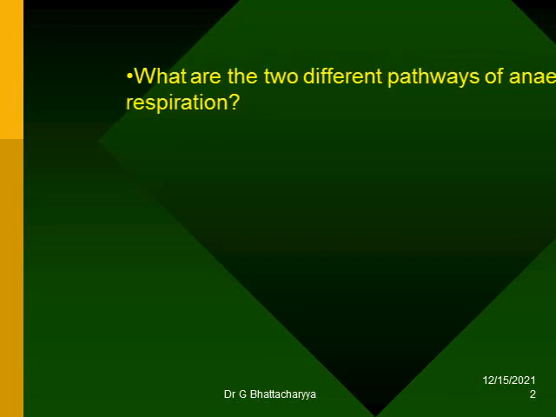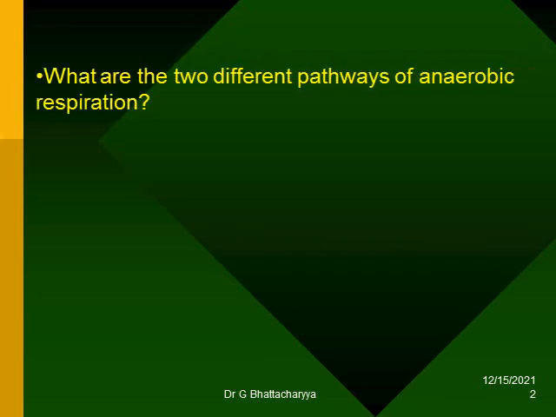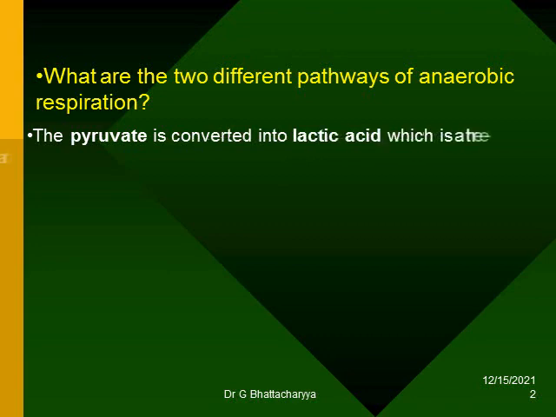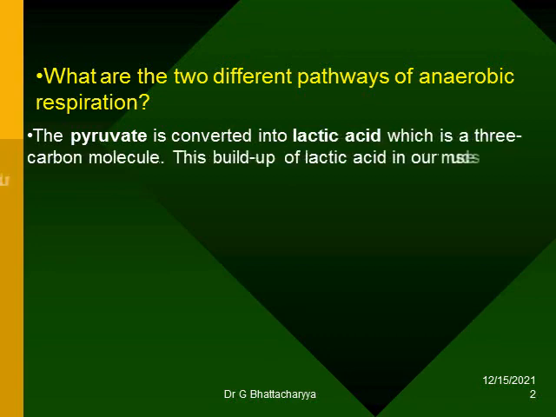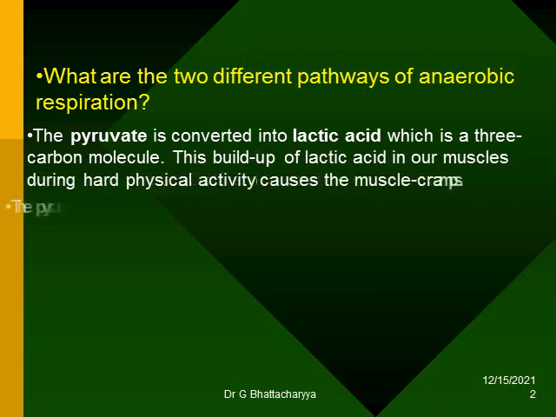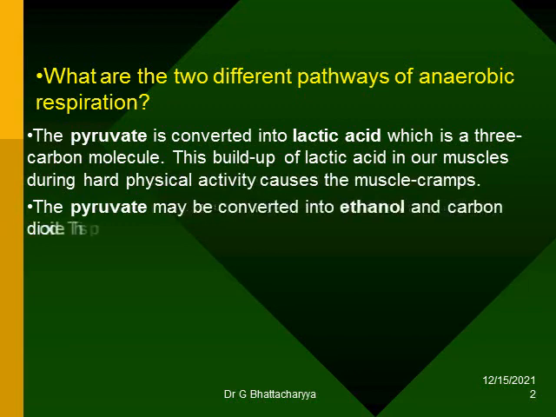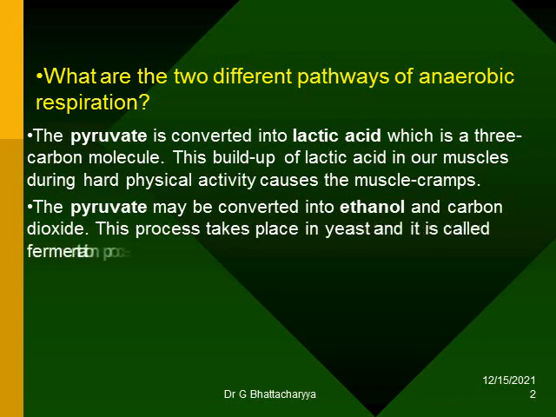What are the two different pathways of anaerobic respiration? The pyruvate is converted into lactic acid, which is a 3-carbon molecule. This buildup of lactic acid in our muscles during sudden activity causes the muscle cramps. The pyruvate may be converted into ethanol and carbon dioxide. This process takes place in yeast and it is called fermentation process.